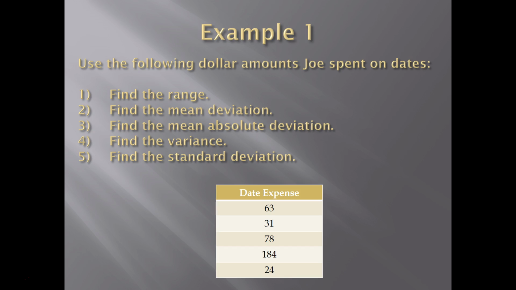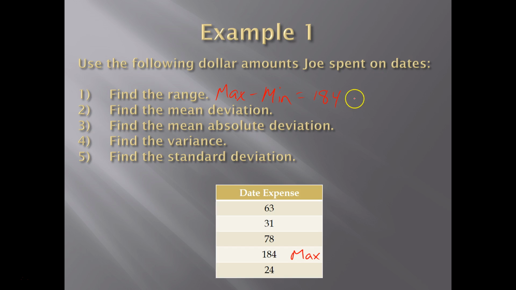All right, so here's an example. It says, use the following dollar amounts Joe spends on dates. So these are his entertainment expenses. He's going out on a date. The first question is to find the range. So remember, the range is the maximum value minus the minimum value. Of these date expenses, where is the maximum value? Clearly this is the maximum value right there. So that must be the girl he really, really likes. He's taking her out on a $184 date. Must be trying to impress her.